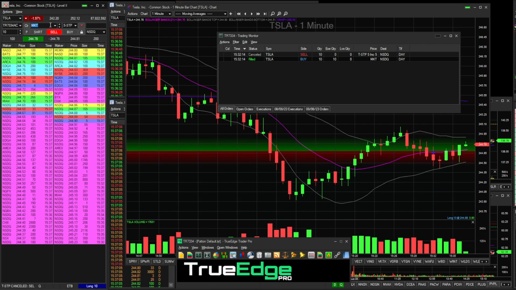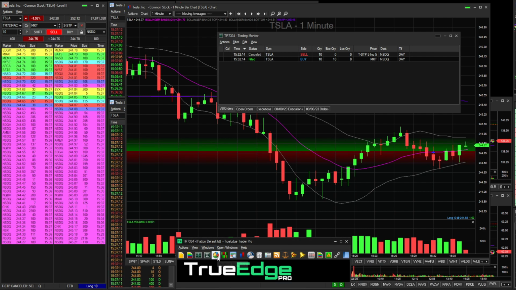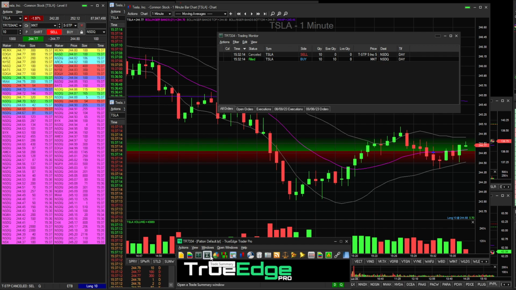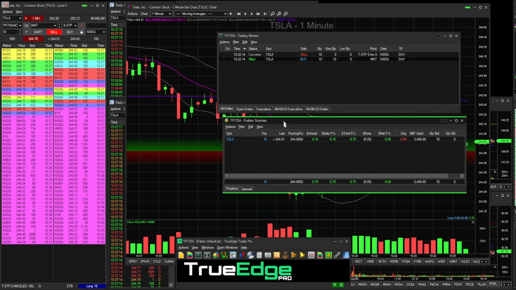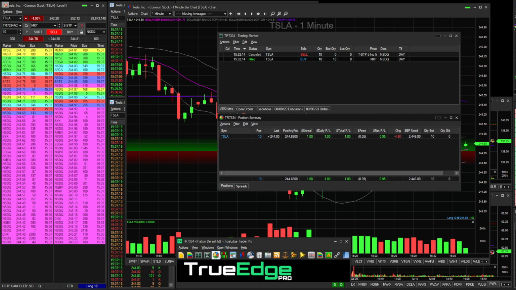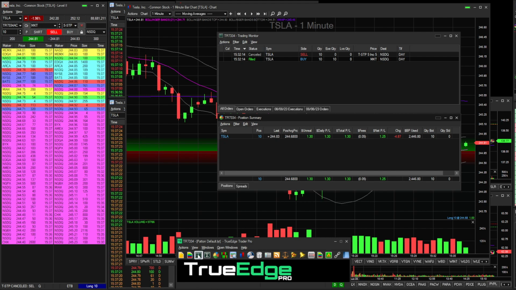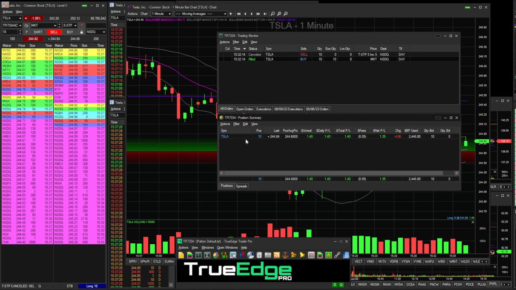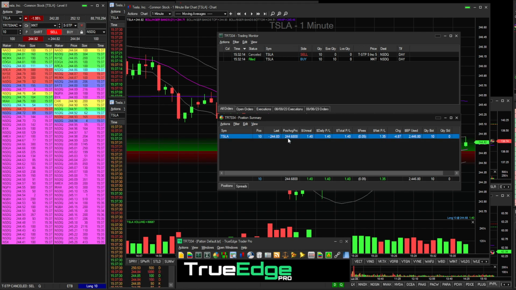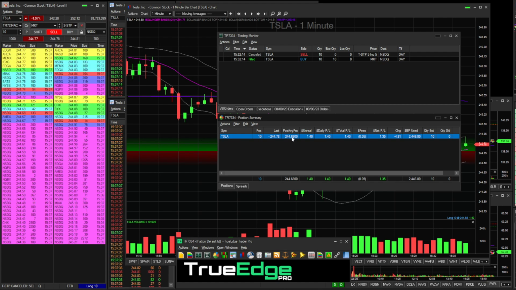Now, to give it the price, first things first, I need to figure out where I got in at. I have a couple ways I could do that. I'm just going to go to position summary. That's the pie chart looking thing. Trading monitor is the pulse looking button there. Now I see that I have a Tesla position where my average position price is 244.68. That's where I'm in at.